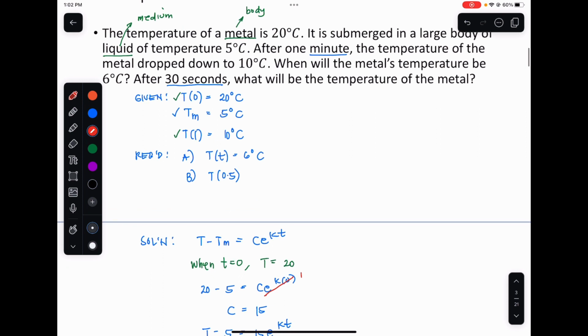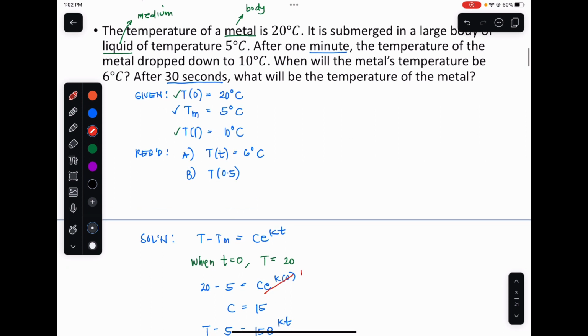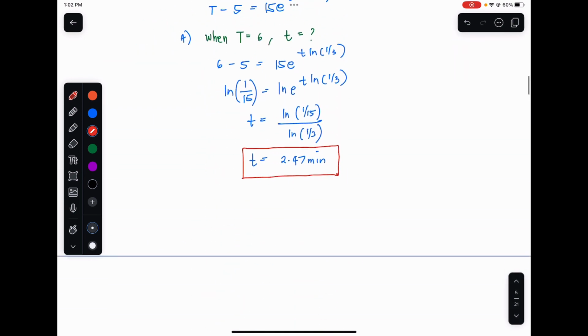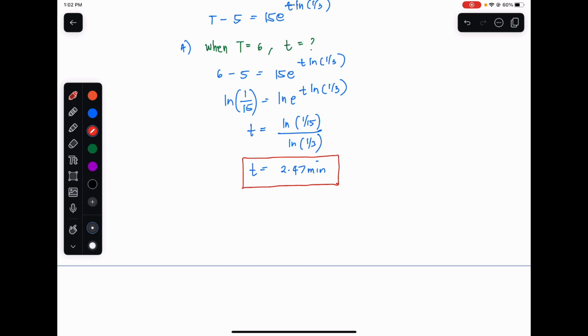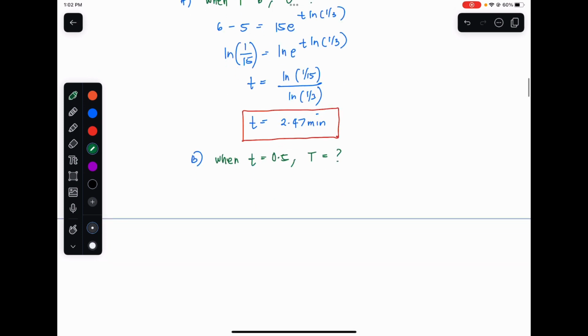So the next question is, after 30 seconds, what will be the temperature of the metal? In this case, since 30 seconds is between 0 and 1 minute, we are expecting that our temperature would range between 20 degrees Celsius up to 10 degrees Celsius only. So we simply write that when time is 0.5, what will be the temperature?